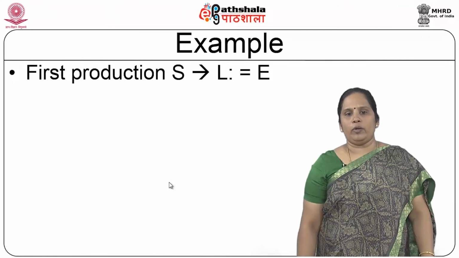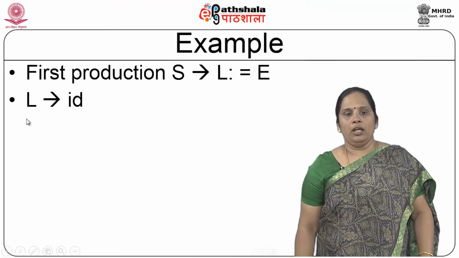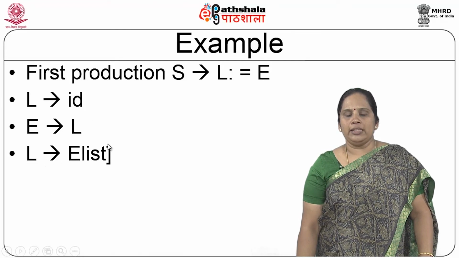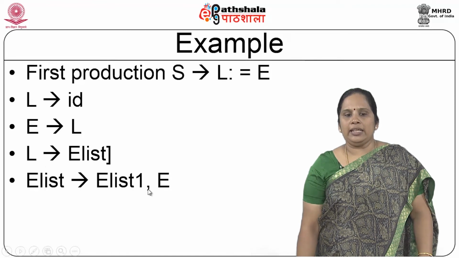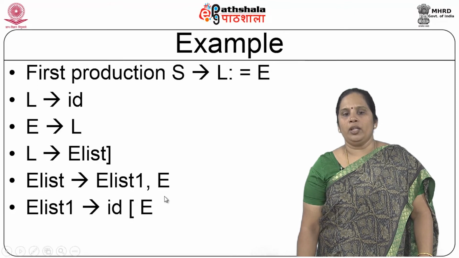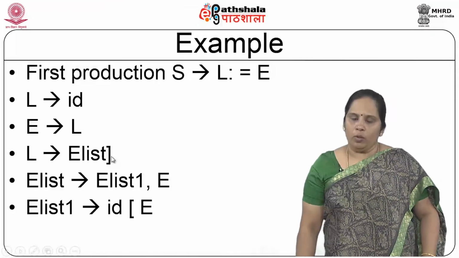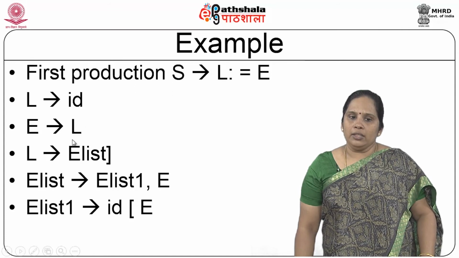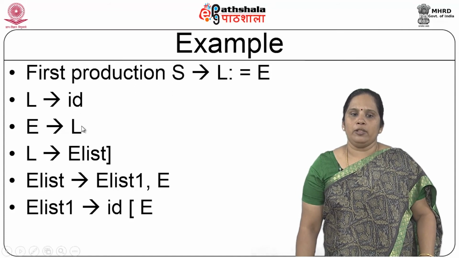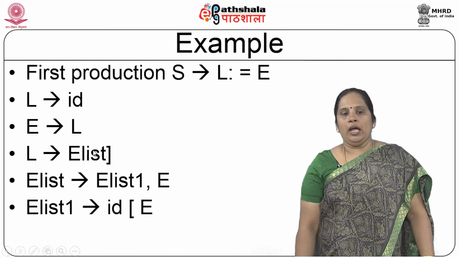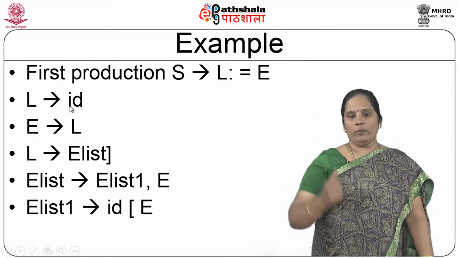So let us say I have x is equal to a of y comma z. So this is your first production. Then I have L produces id. Then I have E produces L, and then I have L produces E list close parenthesis. Then this E list is E list 1 comma E, and then the E list 1 is id open parenthesis E. Now this id is capital A, this E corresponds to Y, this corresponds to Z, and I have a closed dimension here, and this corresponds to X, and this corresponds to E produces L, okay. This id corresponds to capital A. So A here, this corresponds to Y, this corresponds to Z, and this corresponds to X.